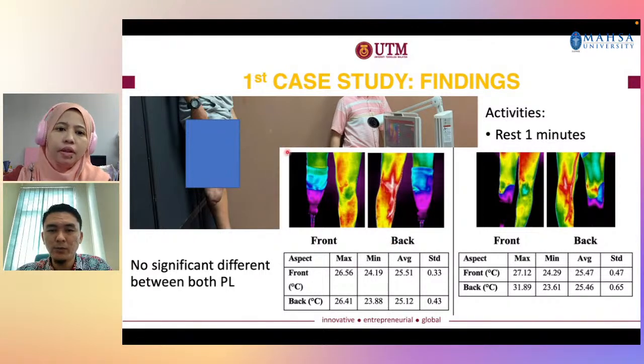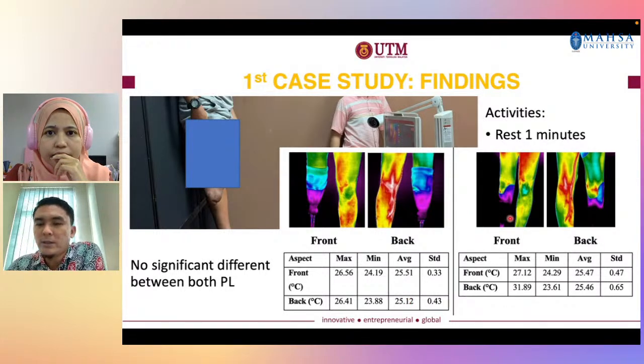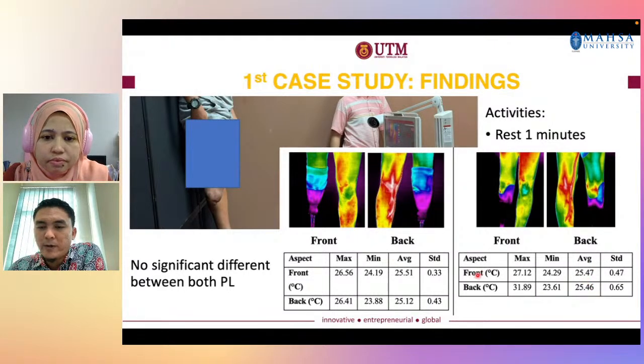If you can see here, this one is the conventional prosthetic leg. I am taking the average value of the maximum, which is 25.5 degrees Celsius for the front, and the back one is 25.12 degrees Celsius. And then for this, the 3D printed prosthetic leg, the average is not much different. I can say that it is not significantly different. So the average is 25 degrees Celsius as well, for both front and back.